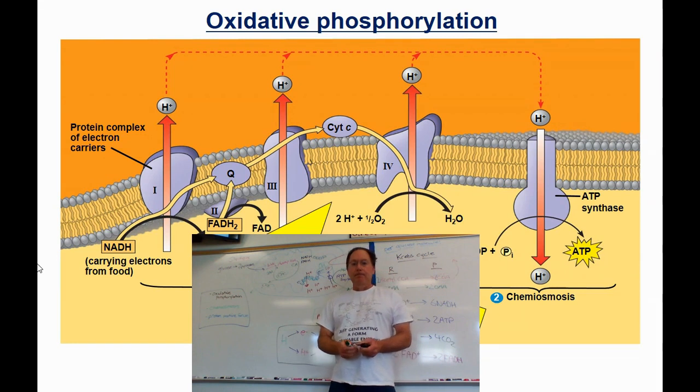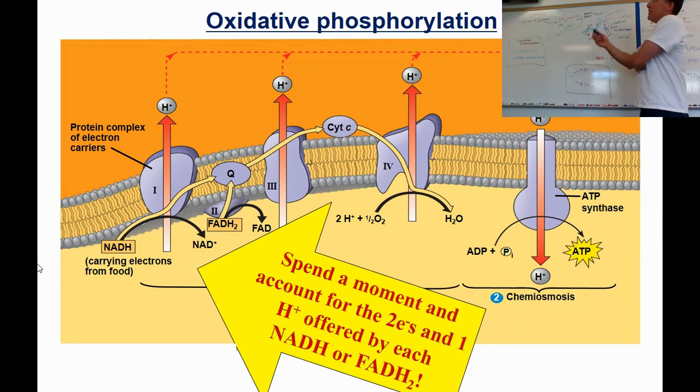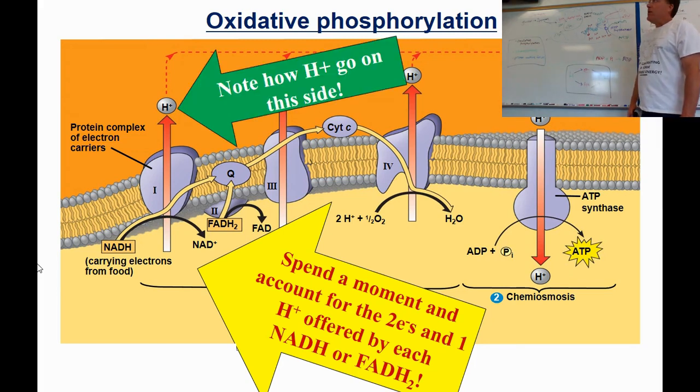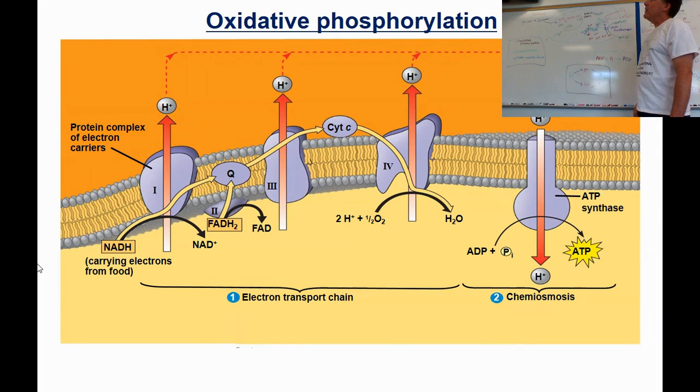So you can see here that in the matrix of the mitochondria, which is on the bottom of this picture, the NADs and FADs are unloading their electrons, which are going through this membrane. The protons are getting pumped against their concentration gradient into this big pool in this inner membrane space up here at the darker orange in your picture. Note how the H plus ions go to that one side.